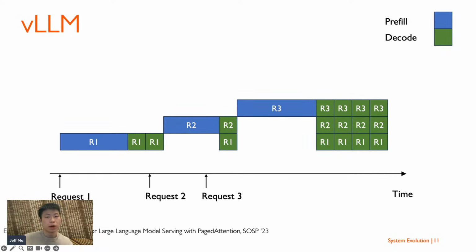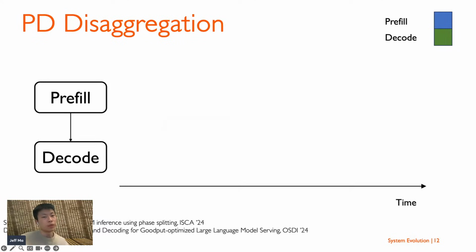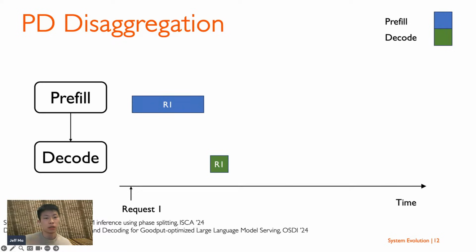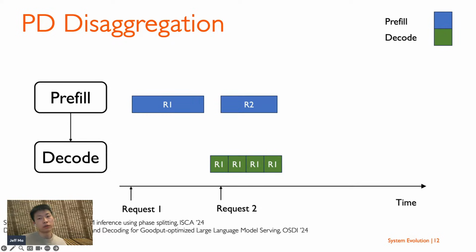To avoid this, people have proposed having dedicated instances for performing prefill and decode separately. This is what we call PD disaggregation in short. Say we have one prefill instance and one decode instance. For the same three requests, when request 1 arrives, the prefill worker will perform its prefill and then transfer the KV cache to the decode worker where decode happens. Now, when request 2 arrives, the decode worker can continue the decode of request 1 and only starts to batch request 1 and request 2 when the prefill of request 2 is completed. This also applies to request 3.